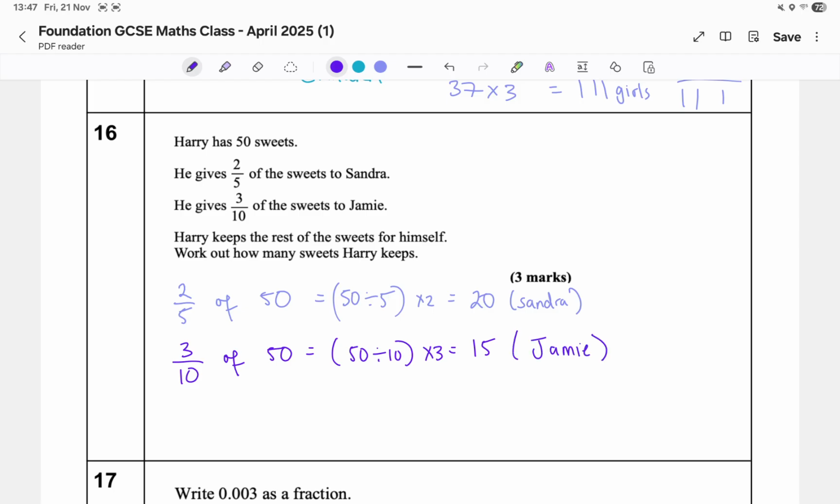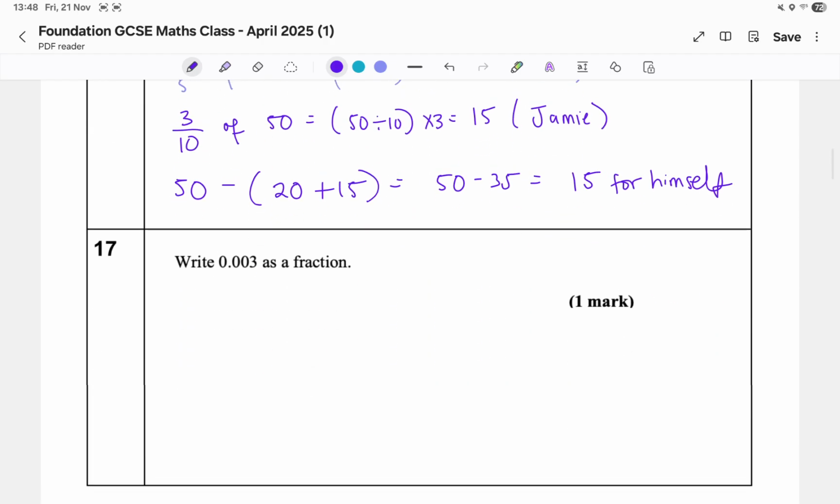He keeps the rest of the sweets for himself. So we're going to do the total, take away these two added together. And that equals 50 take away 35. So he keeps only 15 for himself. So it's just about reading the question.